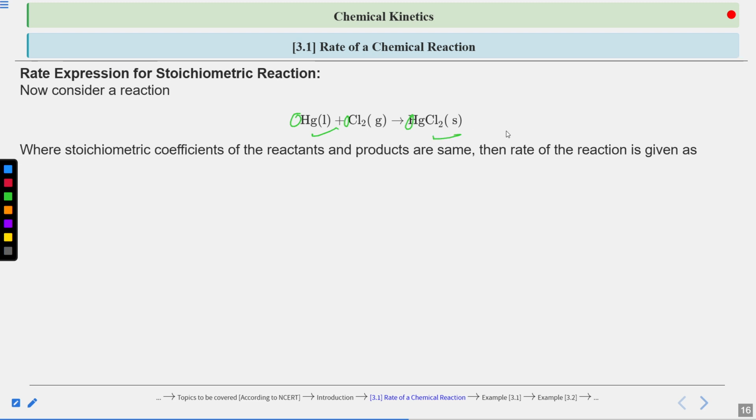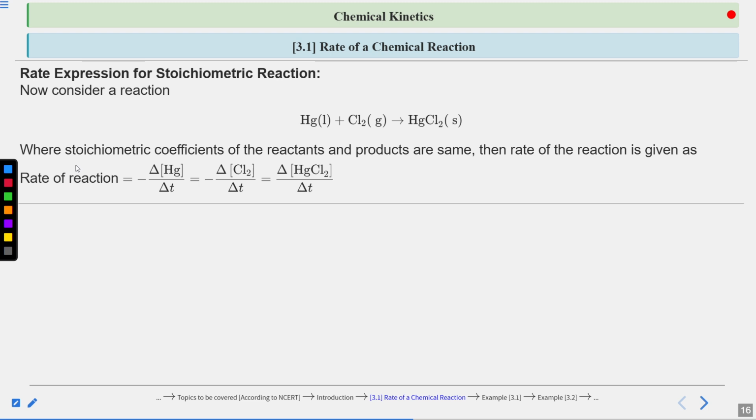Then the rate of reaction will be the change in concentration of the mercury with the time, which is also equal to the change in concentration of Cl2 with the time, and it is also equal to the change in concentration of HgCl2 with the change in time. So these are the rates of reaction for the stoichiometric reaction.